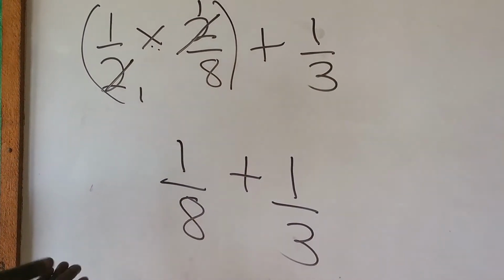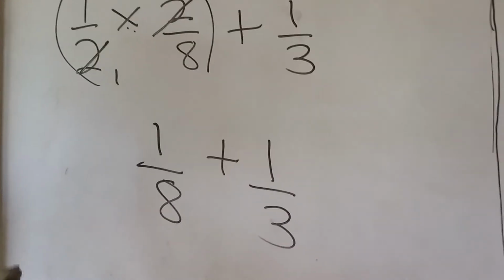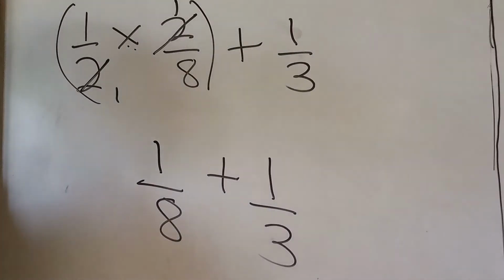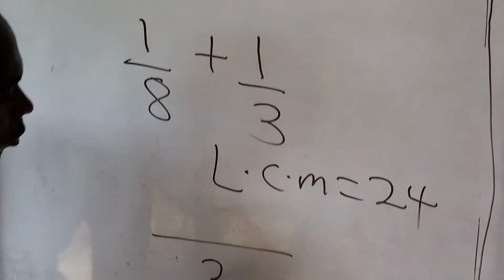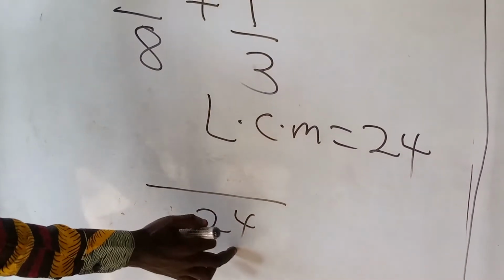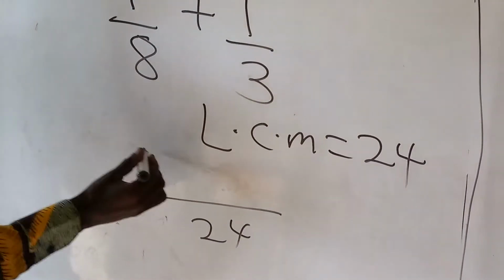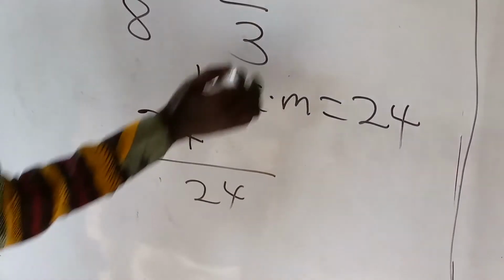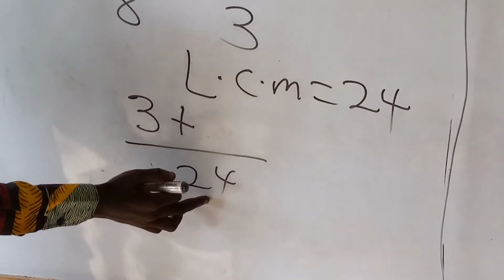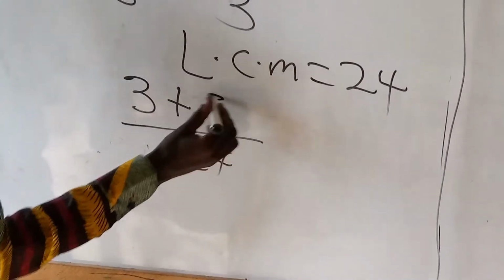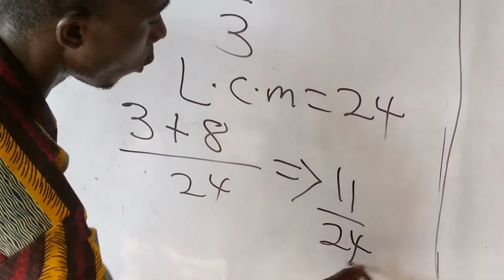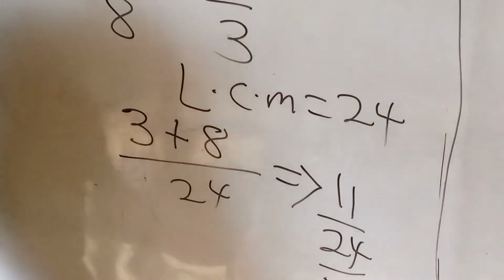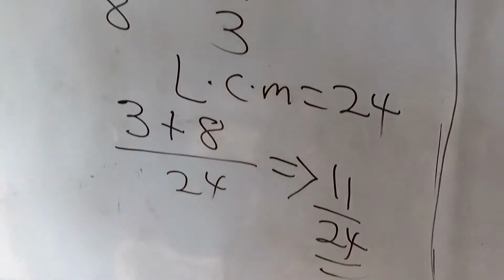And since we are having addition of fractions, we find the LCM. Our LCM here is 24. 8 goes into 24, how many? 3. 3 times 1 is 3. Plus 3 goes into 24, 8. 8 times 1 is 8. So it becomes 11 over 24. This is our answer for the second question.